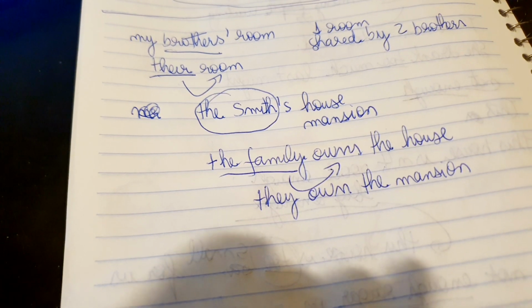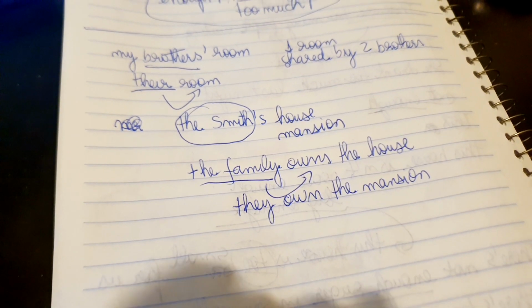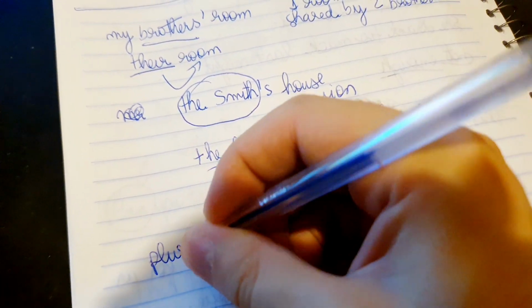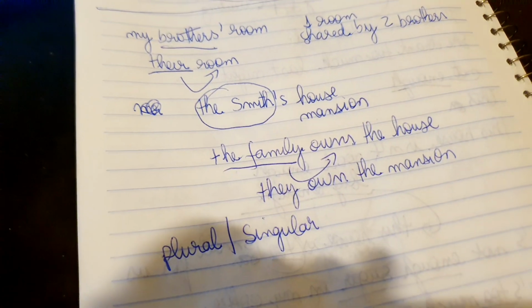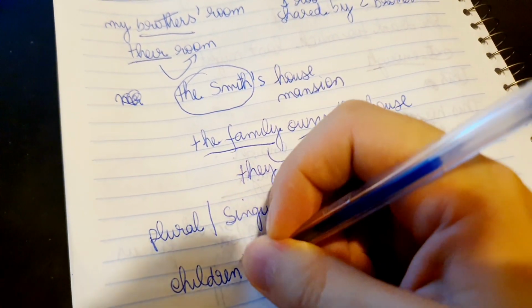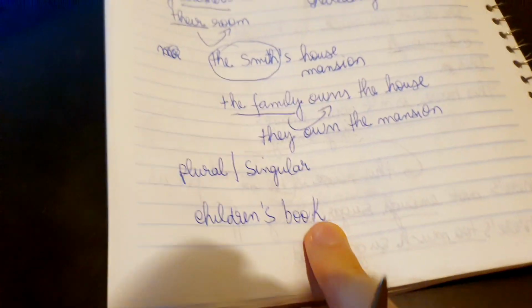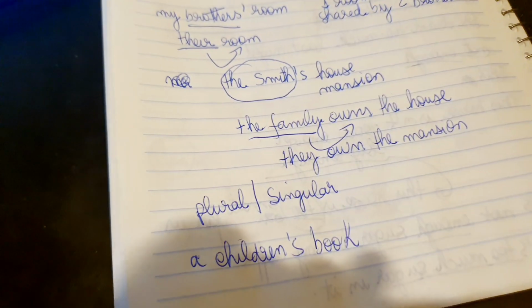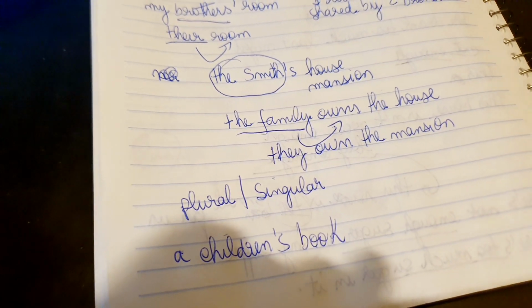Sometimes, there are some words in plural form which are irregular. We have already studied them in my video where I talked about plurals, right? Plural and singular. Some words have irregular plural form. For example, children's book. It means that it's a book intended or aimed at children. It's a children's book. You have to use the apostrophe S. Yes, even though it's plural.